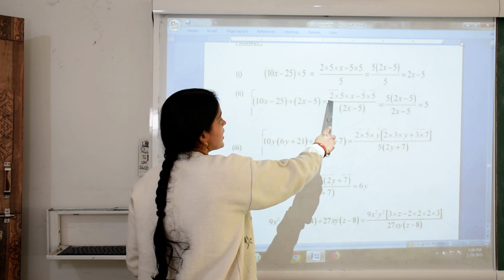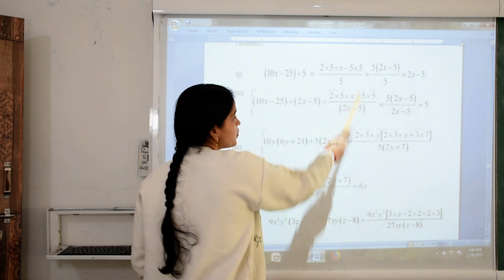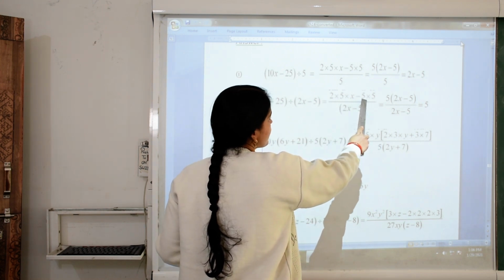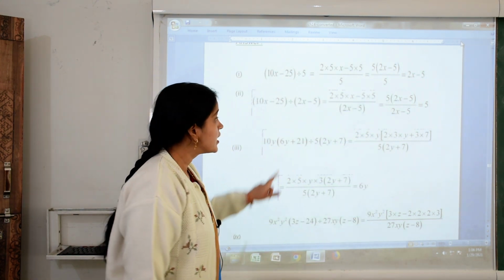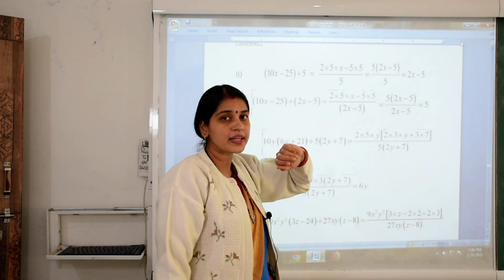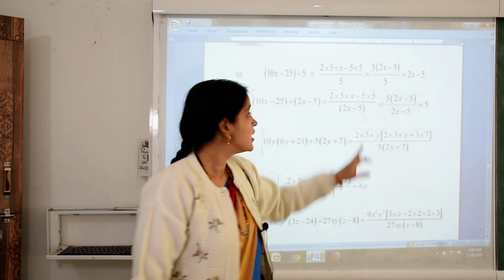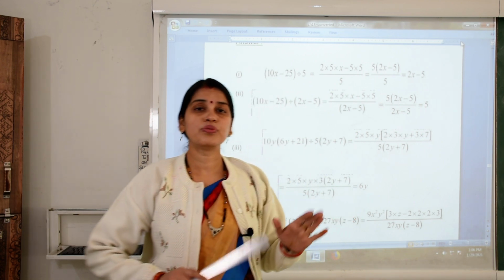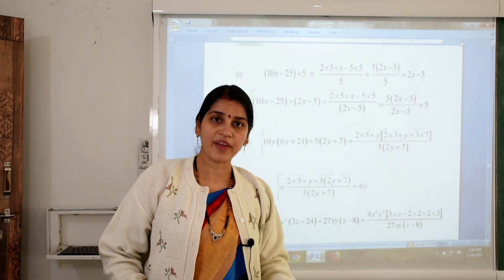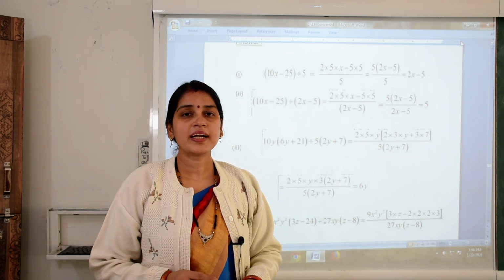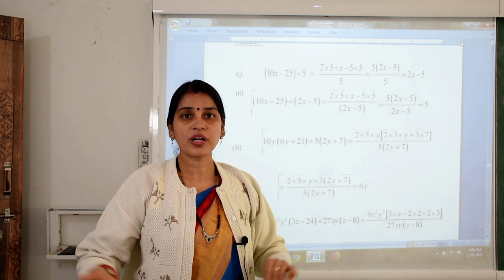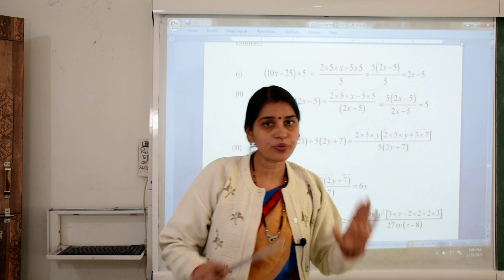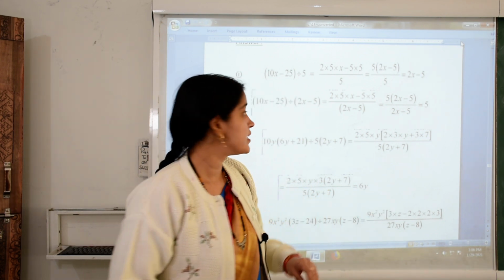So 10x means 2 into 5 into x, and minus 25 means 5 into 5. Now in the denominator we have a binomial, so we write 2x minus 5, but we know 2x minus 5 is already in factor form, so you can't factorize it more. That's why we write 2x minus 5 as it is.